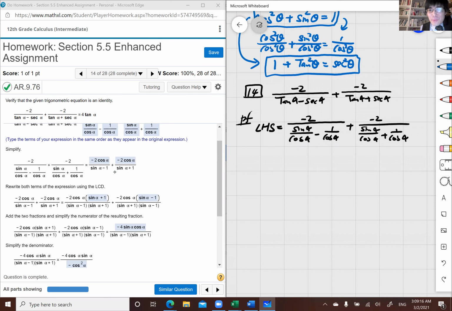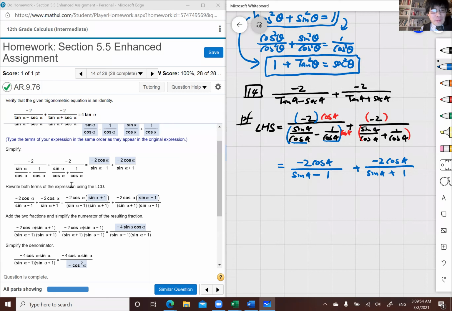So let's multiply bottom and top by the same thing to eliminate the fractions inside the fraction. So multiply top by cosine and bottom by cosine, and do the same thing for the second fraction. So after you multiply the numerator by cosine and the denominator by cosine, you will get this. Multiplying numerator and denominator by cosine doesn't change the value.